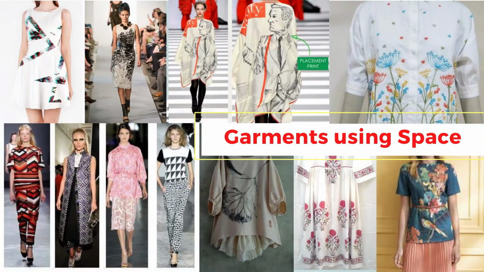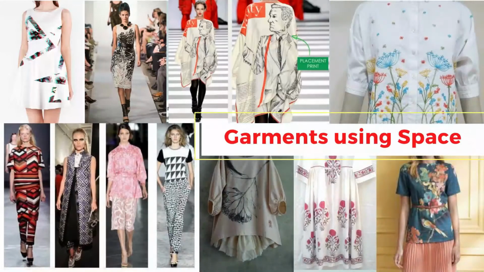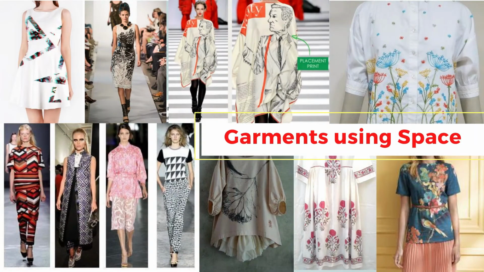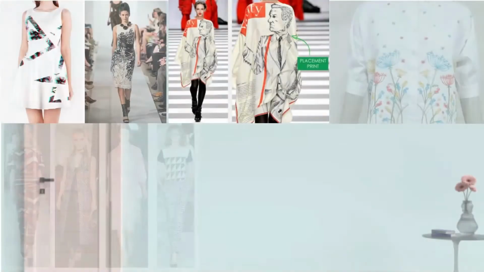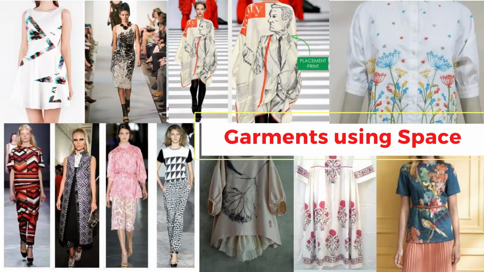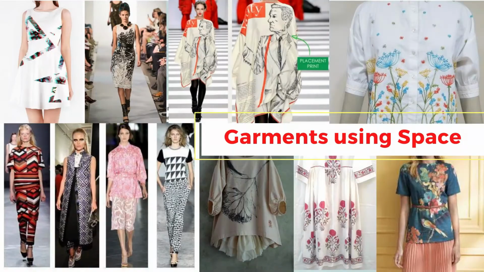The next element is space. Space is the area between two objects. We already know what negative and positive space mean. Negative space means the area which we are not working on, and positive space means the area which we are working on. Sometimes placement prints are used so that we focus on some part of the body which we need to highlight, and negative space is used throughout the garment so that we don't focus on it.